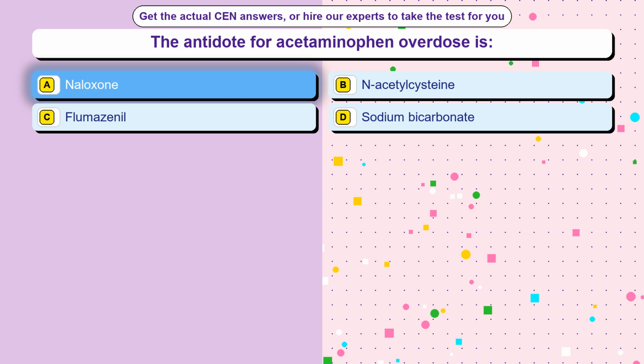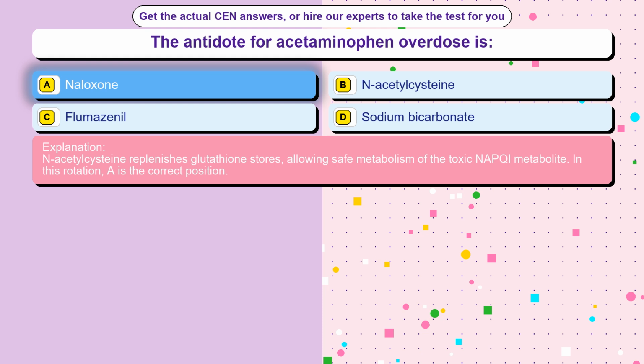The correct answer is option A, naloxone. N-acetylcysteine replenishes glutathione stores, allowing safe metabolism of the toxic NAPQI metabolite. In this rotation, A is the correct position.